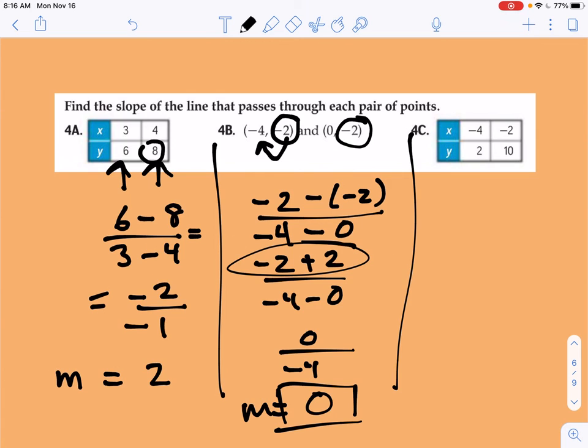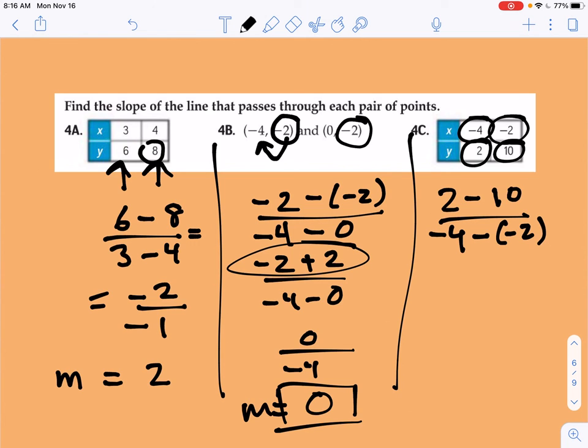All right, and then for 4c, same deal. Let's start with this y. 2 minus 10. Now I start with that x, negative 4 minus a negative 2. And you notice how I'm always writing my minus signs before I even know what the other coordinates are. That's so that I don't miss something or forget to put it in there, because sometimes it's easy to confuse whether a negative sign applies to the coordinate, or to the fact that I'm subtracting it. Because they're different.